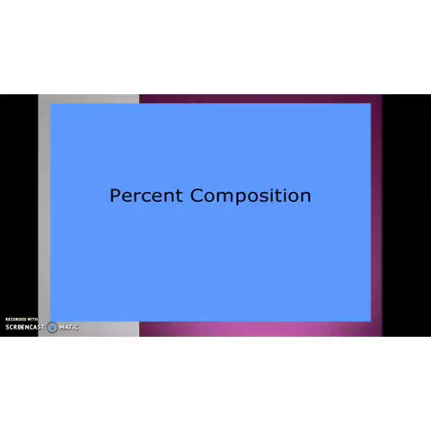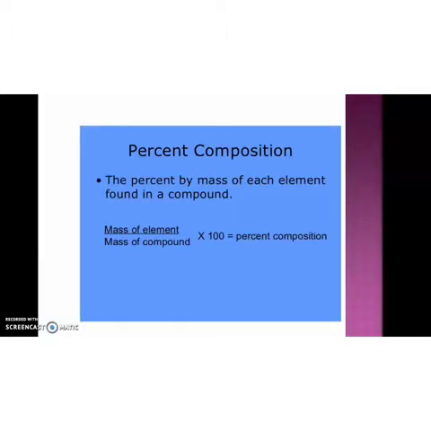So today's topic is percentage composition. Percentage composition of each element is found by an equation: the mass of the element divided by the total mass of the compound, into 100, gives the percentage composition. The mass of element divided by mass of compound into 100 equals percentage composition.